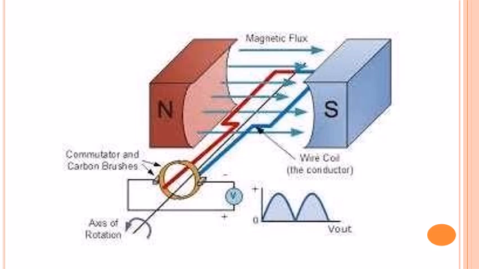Again, when the conductor is kept in the magnetic field between the north and south pole and rotated in the clockwise direction, the current will flow in the direction where the arrow points out in the figure.